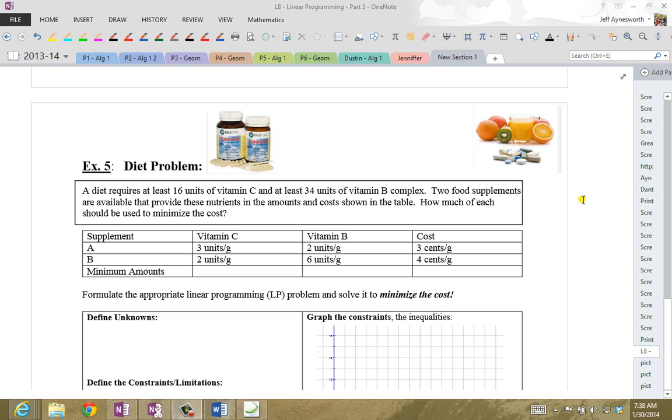We're going to get into example number 5 on linear programming, and we're going to discuss the diet problem. We're going to read it step by step, fill out the table like we have been doing, and take it piece by piece, dissect it and see how it goes. So the diet problem goes like this.